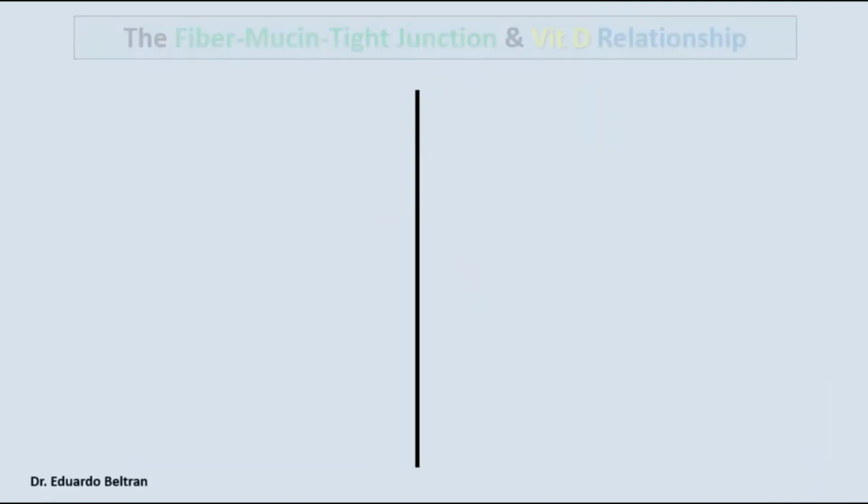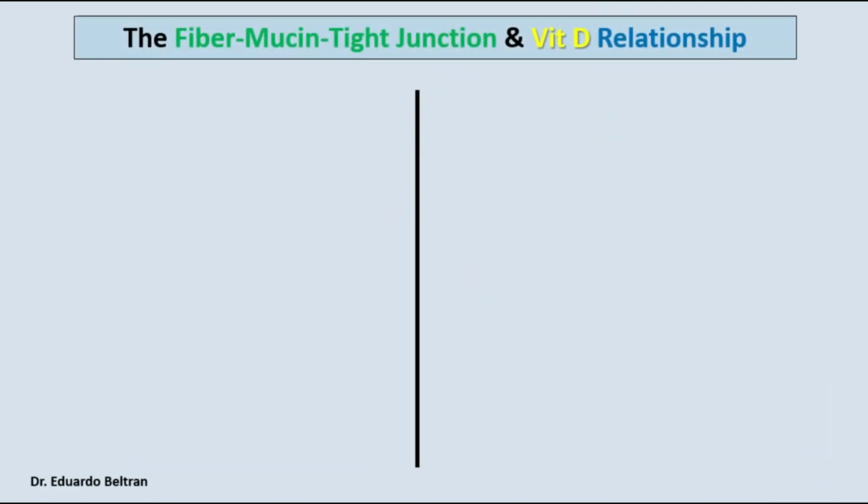So let us go ahead and talk a little bit about now the fiber-mucin tight junction and the relationship that this has also with vitamin D, okay? Because vitamin D is a hormone that we make when we are exposed to the sun, and it actually has a very important function when it acts upon the tight junctions, okay?